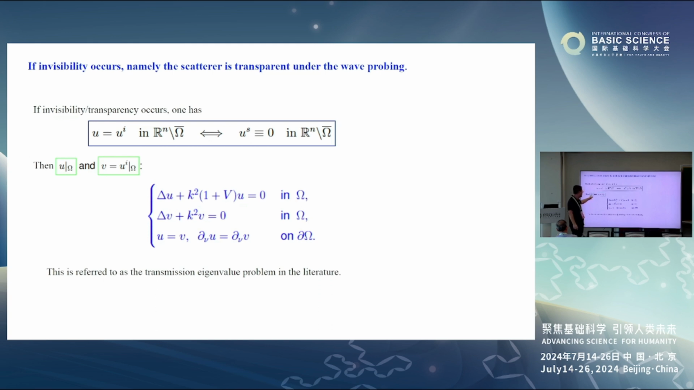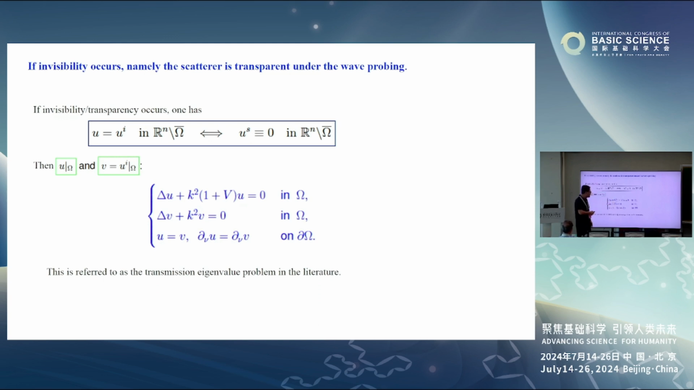Let's restrict this total wave and this instant wave inside this scatter. This U always satisfies this perturbed Helmholtz wave equation. This V, the instant wave, satisfies this non-perturbed wave equation. But they are connected on the boundary. This is a transmission condition, the classical transmission condition. So now, if you want to study this invisibility phenomenon, you have to study this coupled PDE system.